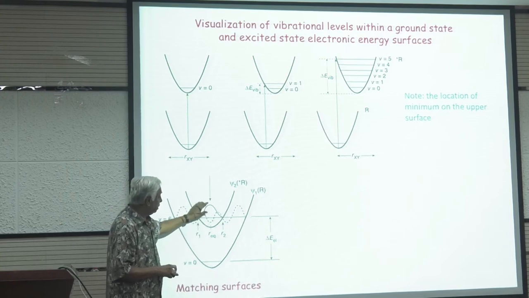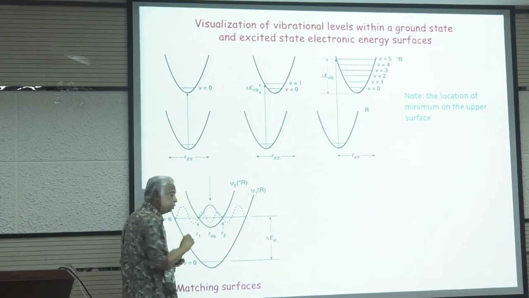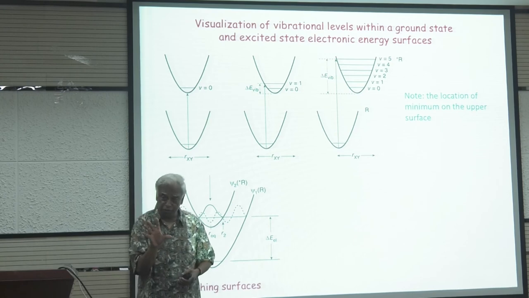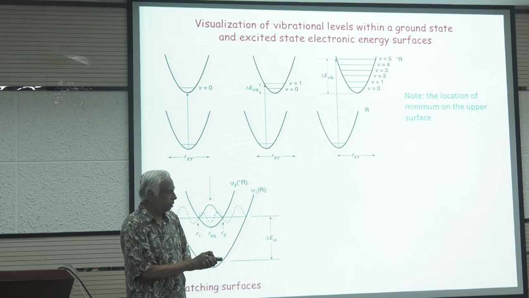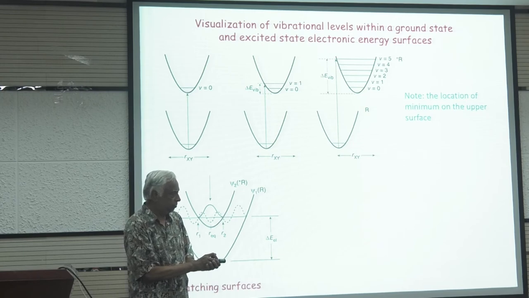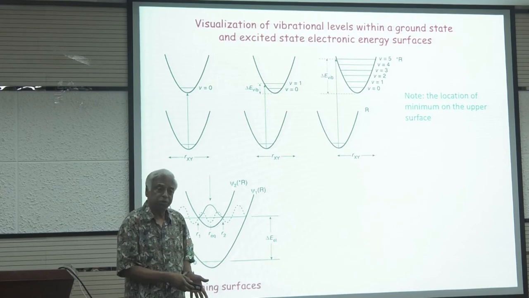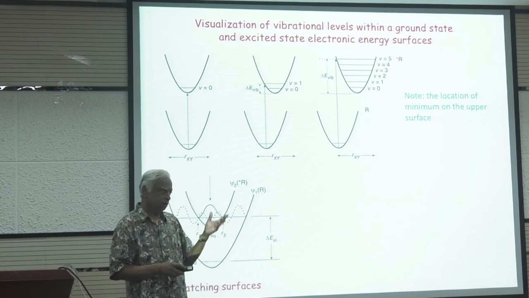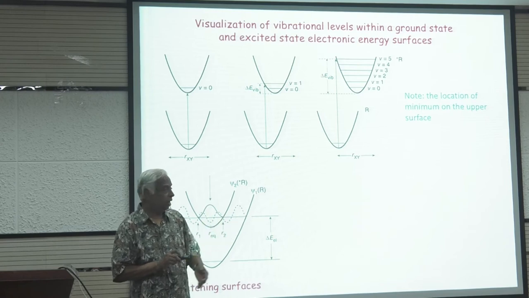If you notice, in the excited state, this particular line corresponds to V equals 0. That is the level. After you put the molecule here, it will relax and come to stay here. After it stays here, it is thinking how to go back to the ground state. When it is thinking, it can go back either by emitting light or by changing the energy into something else.